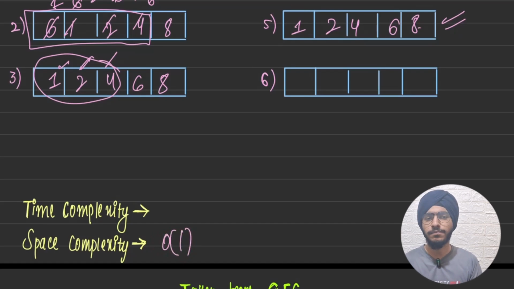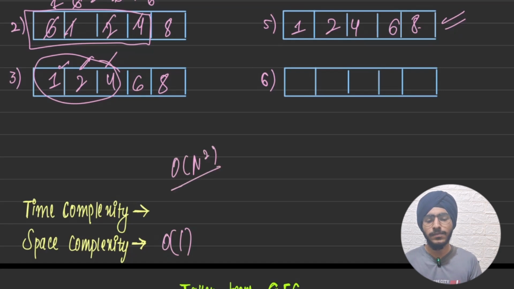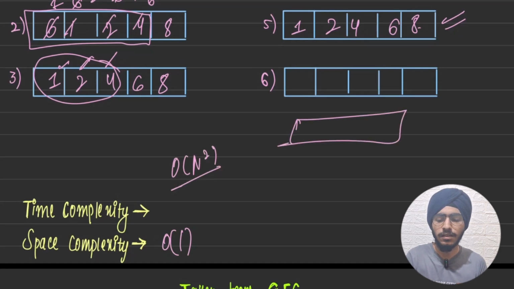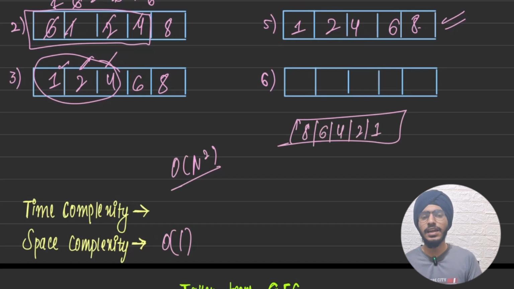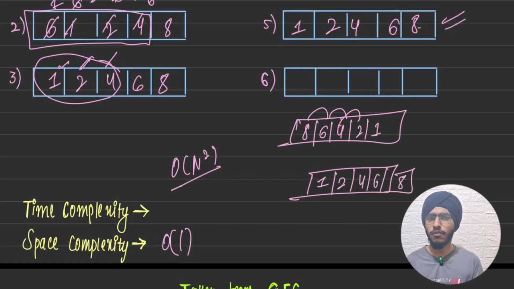But how about time? In the worst case, time is still n square, because if the array is like 8, 6, 4, 2, 1, then in every iteration we are going to swap. So if we find this, it will always swap. But in the best case, what can happen? If the whole array is sorted, 1, 2, 4, 6, 8, then obviously we are not going to swap here. 1 will find 2, okay, 2, 4, 4, 6, 6, 8. So no one will swap. So that means we will return from here.